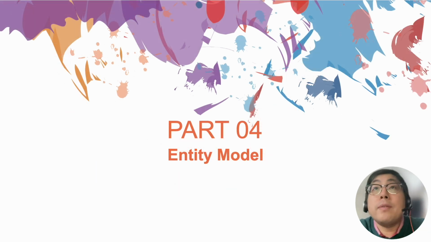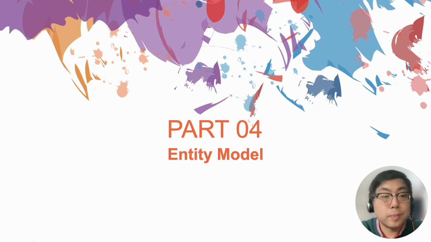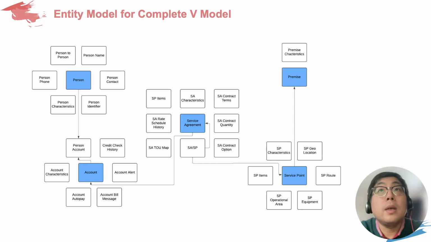Right, so let's have a look at a more technical part of customer information, which I have built. I have tried to extend on top of what we already saw in part one. Over here we have person, account, service agreement, service point, and premise. These are the main entities we have seen, but for each entity, you can see what information can be held.